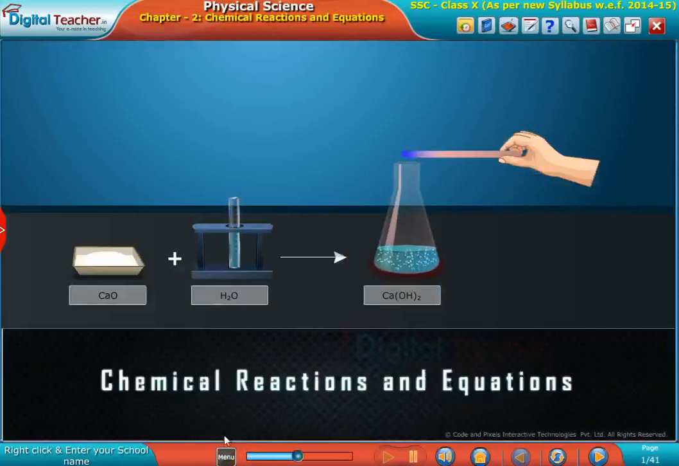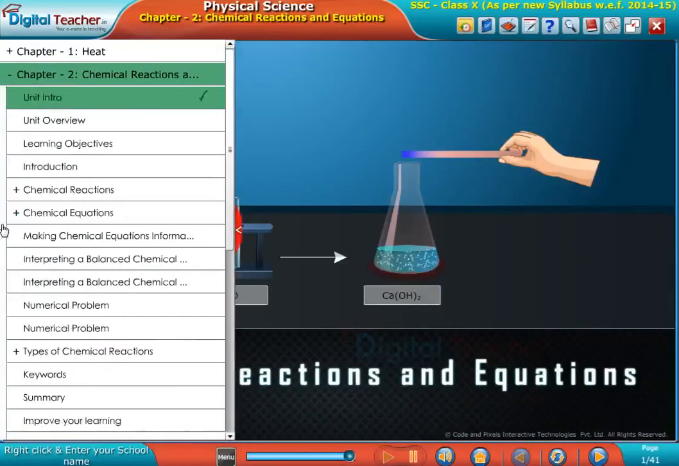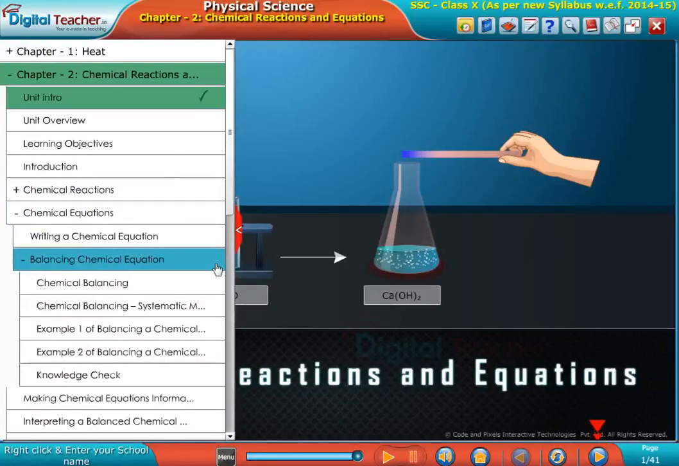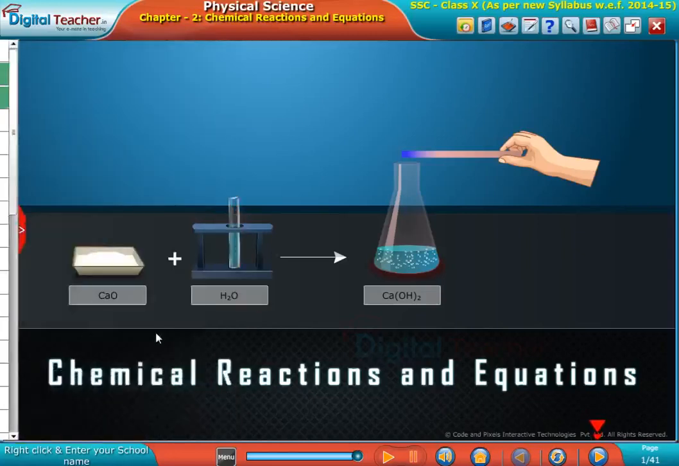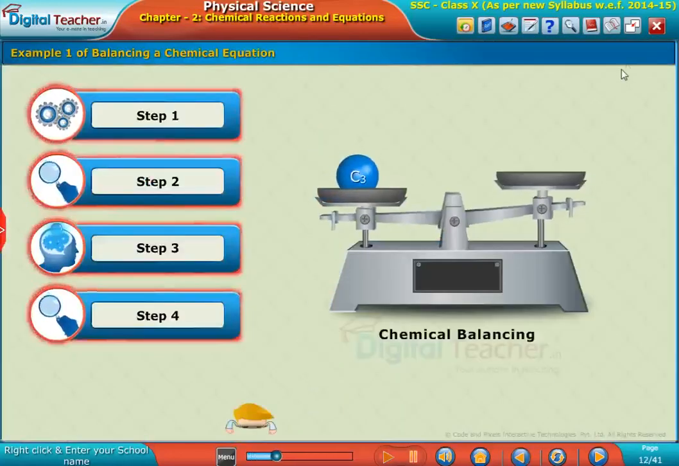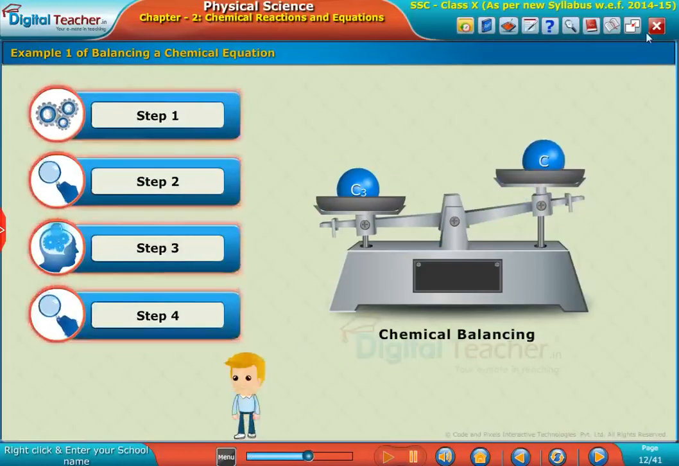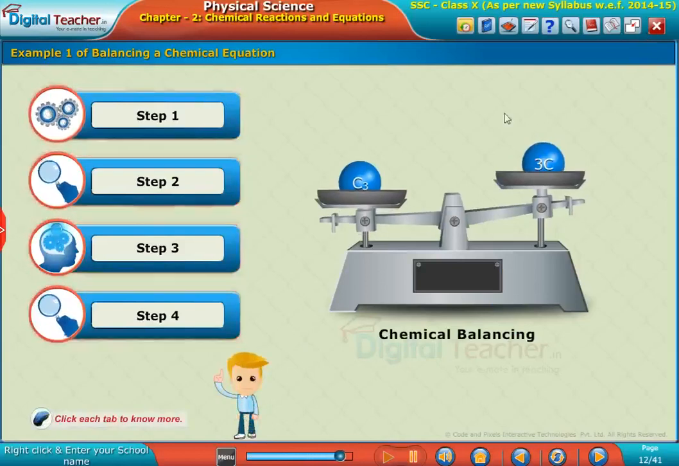Welcome to the chapter Chemical Reactions and Equations. Example 1 of balancing a chemical equation. Click each tab to learn the steps in detail.